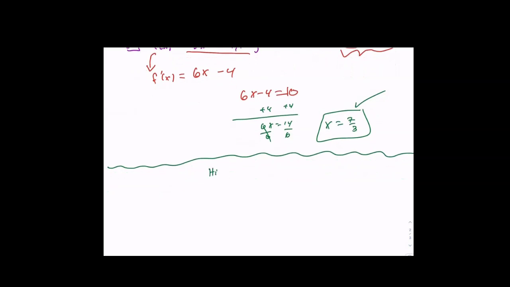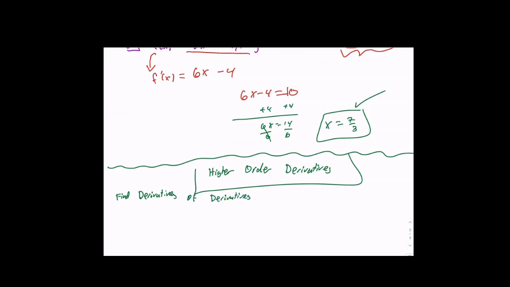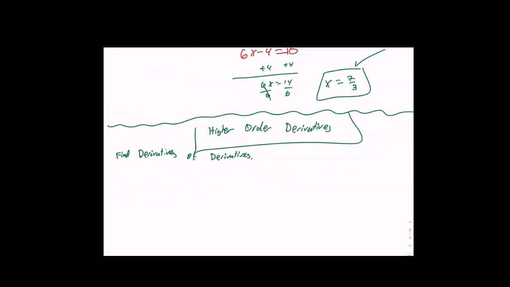Finally, higher order derivatives. Sounds like a big word. Don't worry about it. It just means you're going to find derivatives of derivatives. You find a derivative, then you take the derivative of that derivative, and then you might take the derivative of that derivative. So you're just going to do the process multiple times.